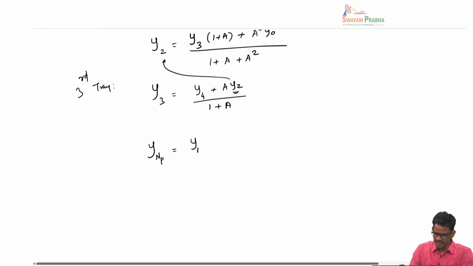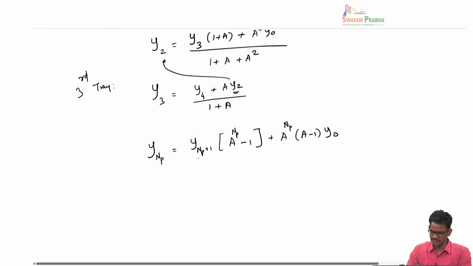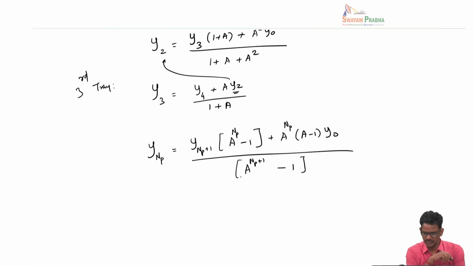Ynp can be written as (ynp plus 1 by the absorption factor to the power np minus 1, plus a to the power np into a minus 1 times y0) by a to the power np plus 1 minus 1. So this basically comes merely from the mole balance that we have done, and also making sure that the outgoing streams are in equilibrium. So in principle, I can use this expression to calculate NP.